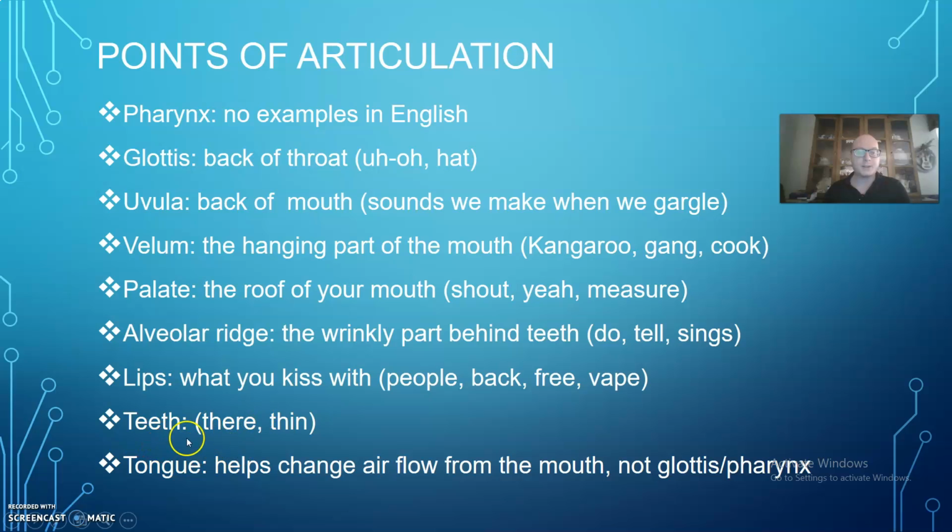And finally, teeth, which, as I said with the word teeth, we use both our teeth, both the upper and lower teeth, to create the sound th and th, which is a very common sound in English. However, not as common in other languages and quite difficult to pronounce. Again, a topic for another video. And then finally, the tongue that helps to articulate or manipulate the airflow from our mouth, although the tongue does not affect the glottis or the pharynx. Otherwise, you'd be choking on your own tongue, right?